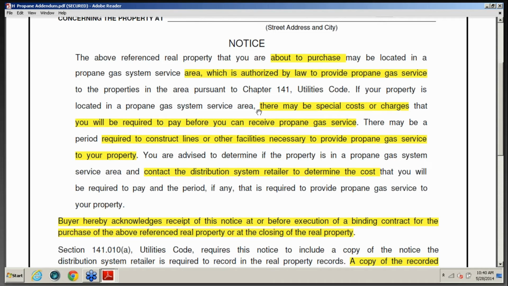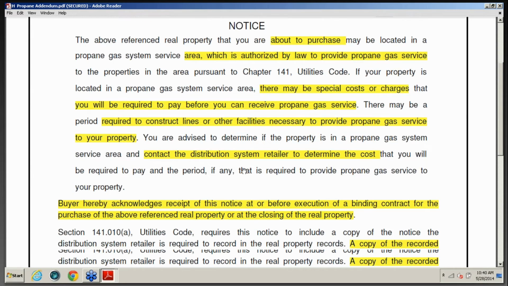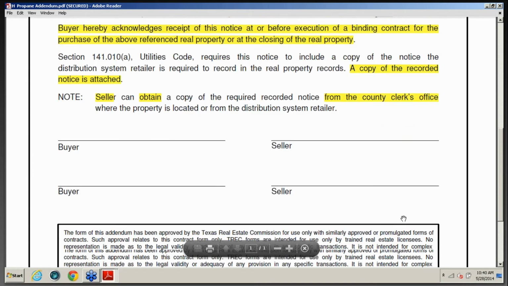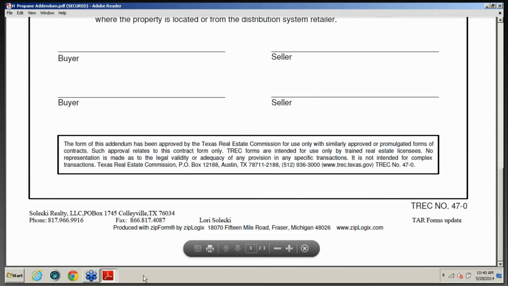So it says here, buyer hereby acknowledges receipt of this notice at or before execution of a binding contract for the purchase of the above referenced real property, or at the closing of real property. And it says here, a copy of the recorded notice is attached. Now, where do you get that? Well, the seller can obtain that from the county clerk's office. So this is something, as I said, that is filed of record. It is attached to the property. If the title company pulls up the information, this should pull up right with it. And this is new.